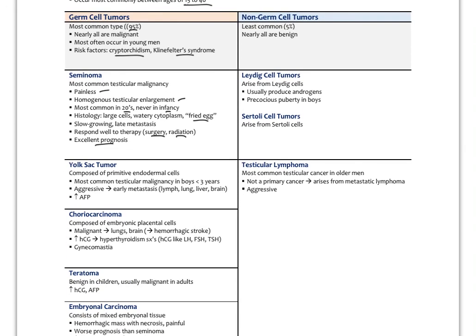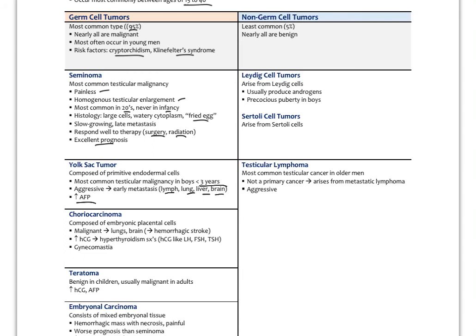Yolk sac tumors, these are comprised of primitive endodermal cells. They're the most common testicular malignancy in boys under 3. Very aggressive though, and has very early metastasis to the lymph nodes, lung, liver, brain, and there's increases of alpha fetoprotein that can be used as a diagnostic marker for that.